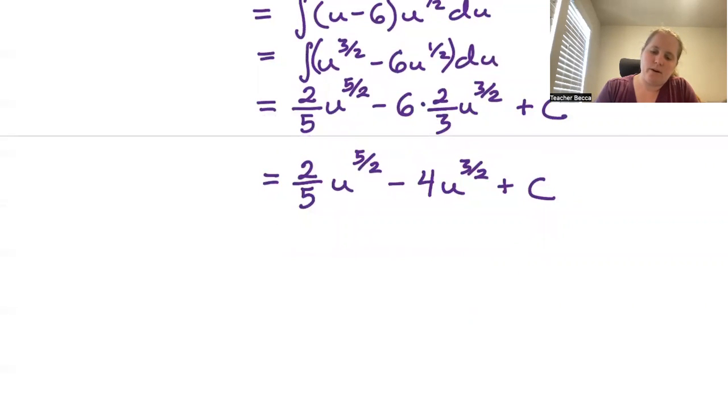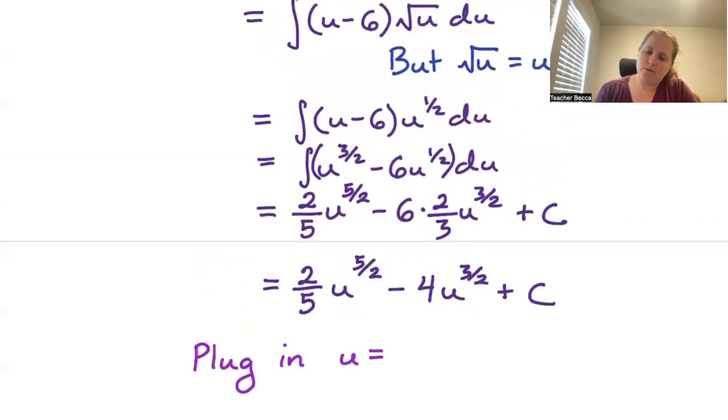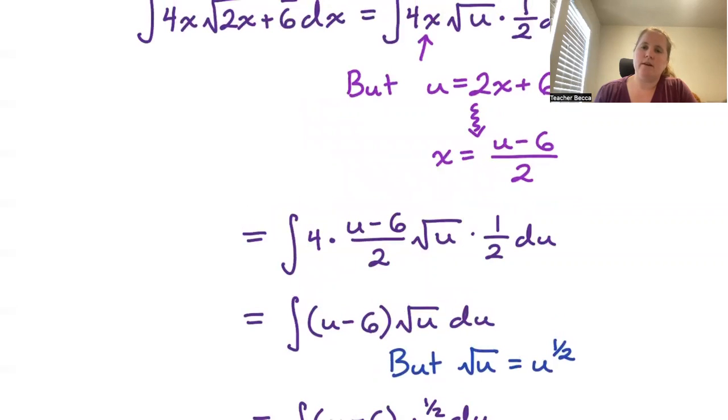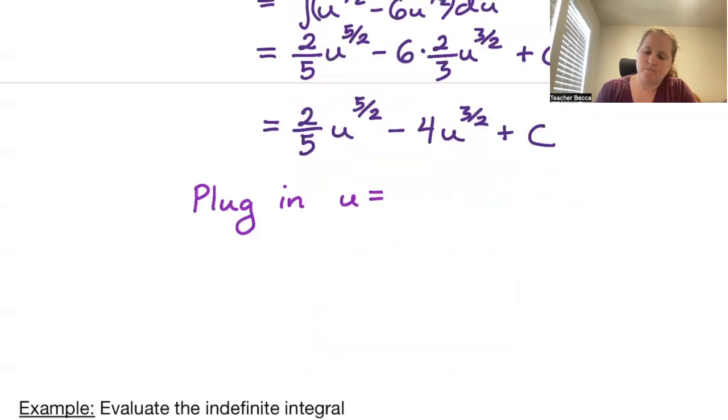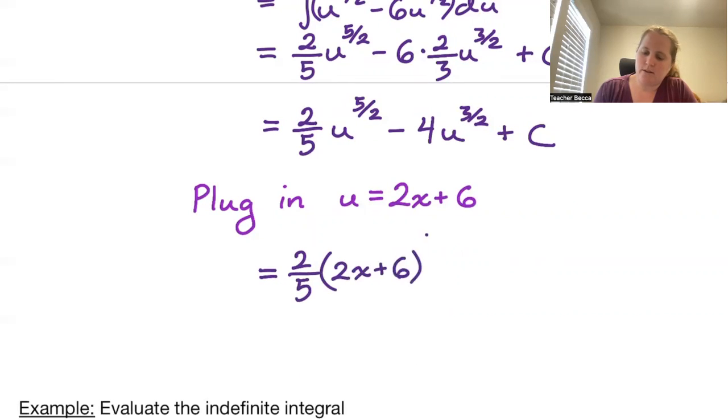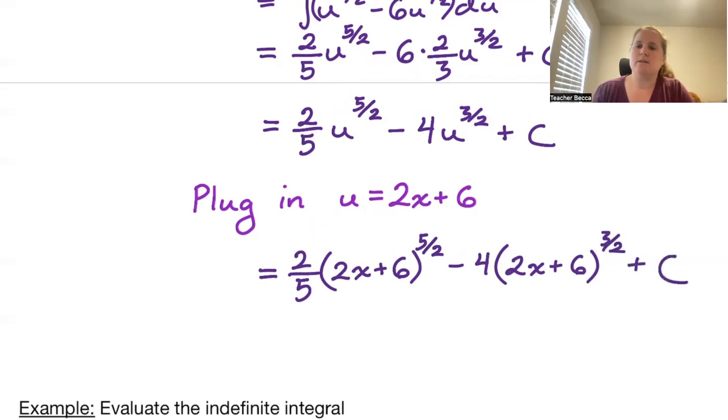At this point, we go ahead and plug back in the fact that u was equal to 2x plus 6. And we wind up getting that our integral is 2/5 times 2x plus 6 raised to the 5/2 minus 4 times 2x plus 6 raised to the 3/2 plus c.